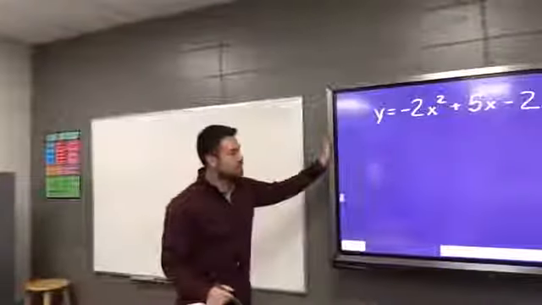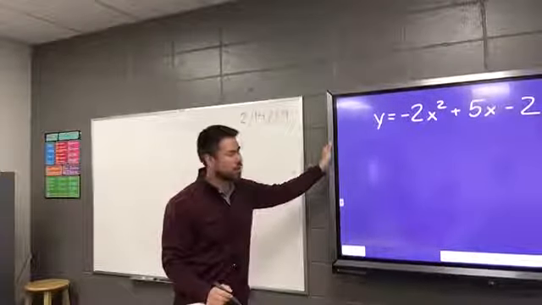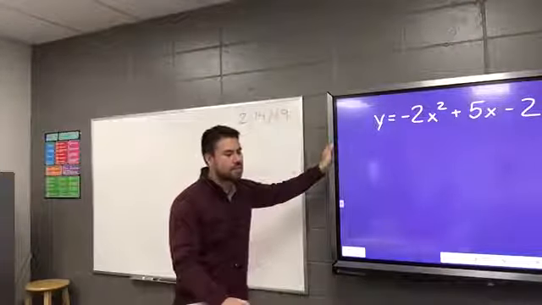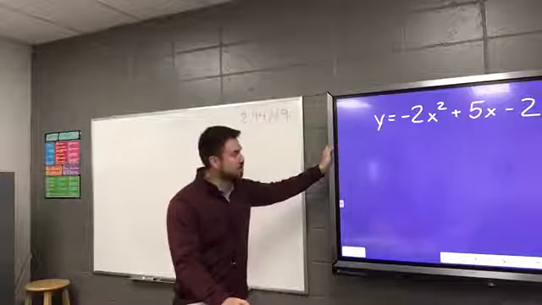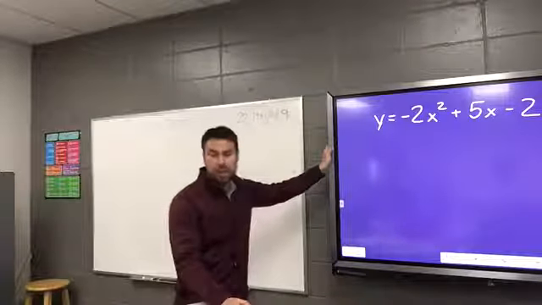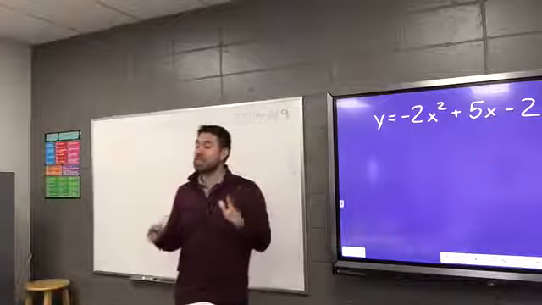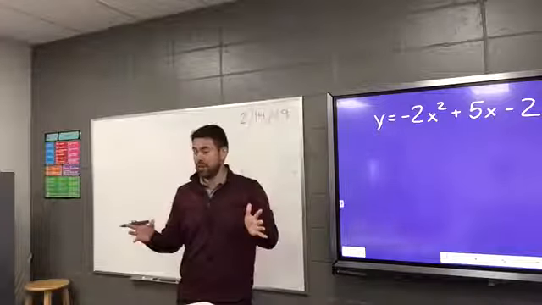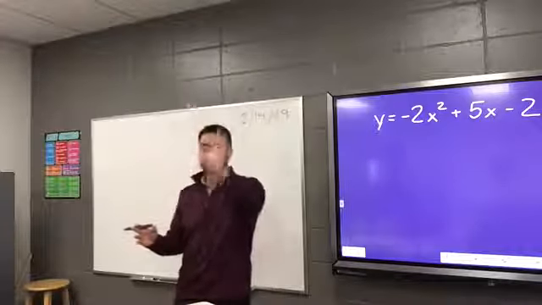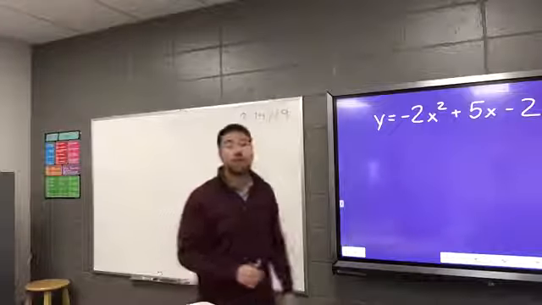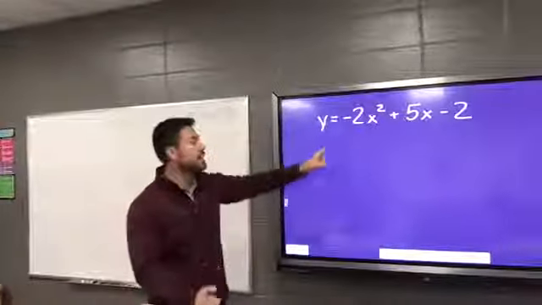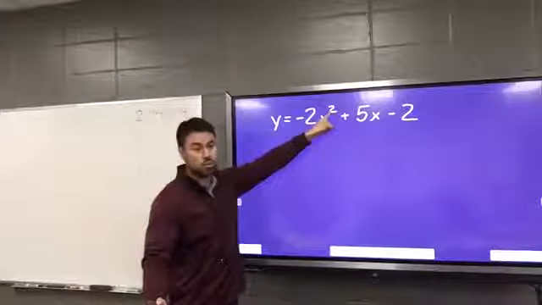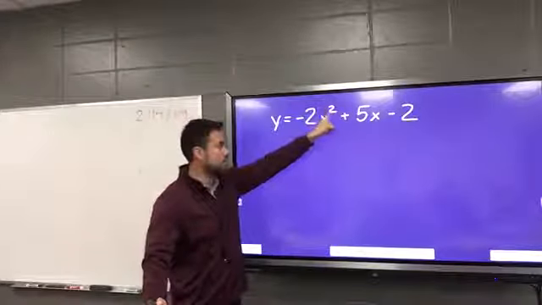Okay, write this down, please. Just write this equation down, and we're going to look at it a couple ways. Okay, this is an equation, y equals negative 2x squared plus 5x minus 2. And it is written in standard form, because you have the x squared, the x, and then the constant. So it's going to be a parabola because the highest exponent is 2.